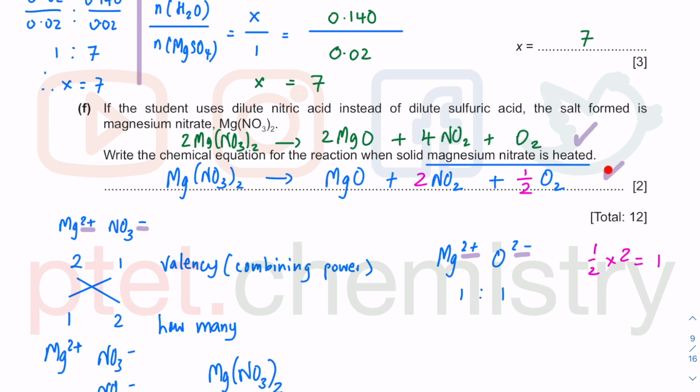It's just mathematics. It's just ratio. So whether you write this with a half or whether you write this with a whole number 1 there, both of them are equally balanced and correct. It didn't ask for state symbols, so I don't have to. That's the end of that 12 marks overall question.